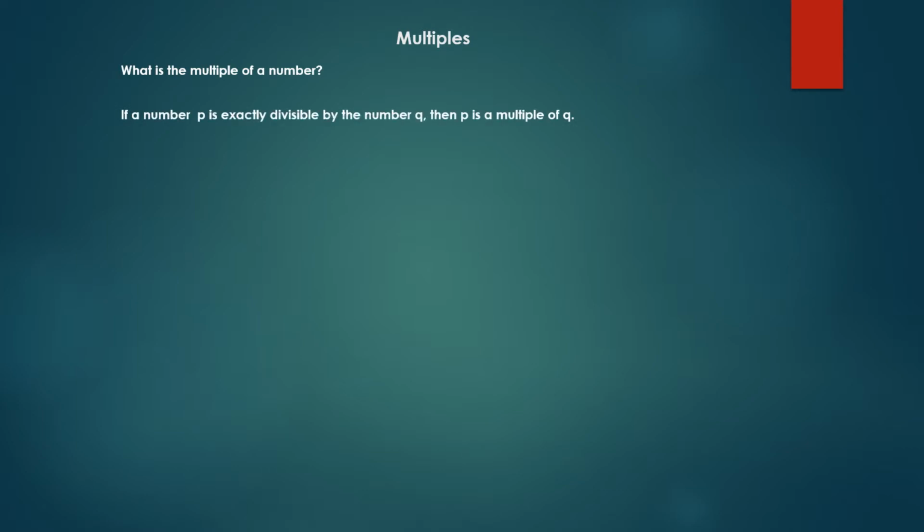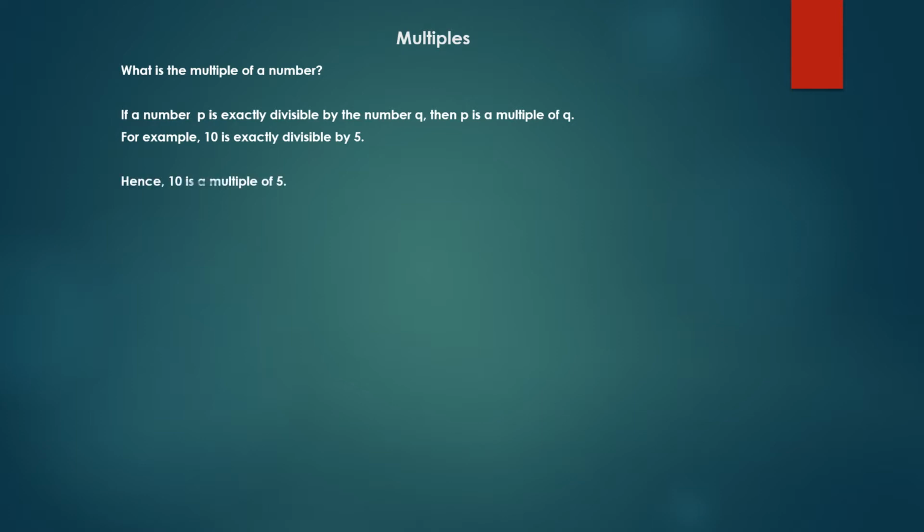Multiples. What is the multiple of a number? If a number p is exactly divisible by the number q, then p is a multiple of q. For example, 10 is exactly divisible by 5. Hence, 10 is a multiple of 5.